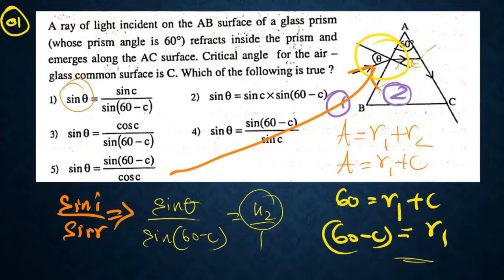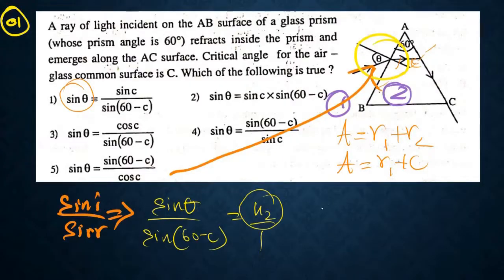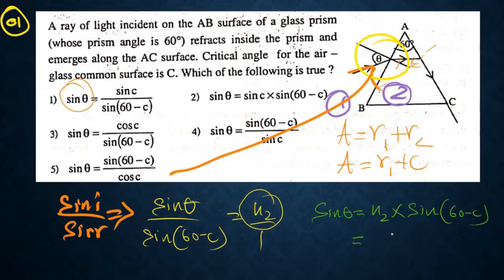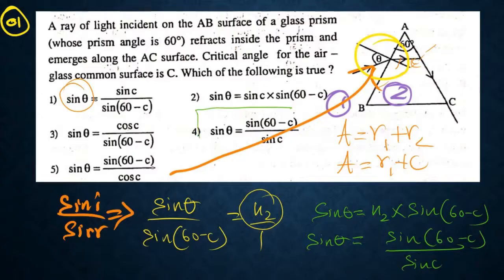So let's get to the equation now. Now we can write it like this. Let's make sine theta the subject. Sine theta equals n into sine 60 minus C. From here we have found n equals 1 over sine C. So sine 60 minus C, and n equals 1 over sine C, so we have to write sine C here. This is sine theta, not that hard. So sine theta equals sine 60 minus C over sine C. Do we have an answer? Yes, it's the fourth answer, right?